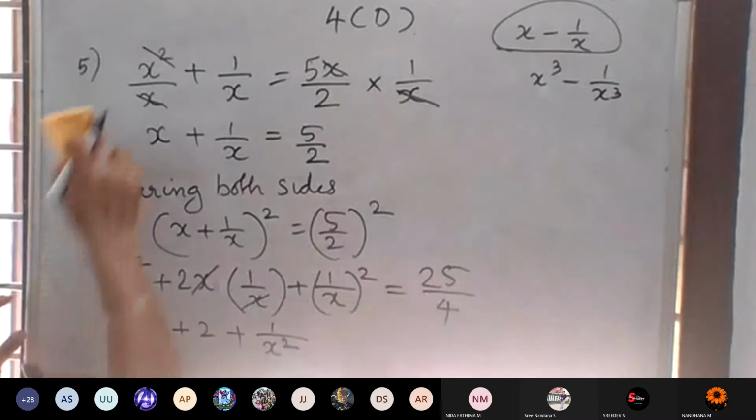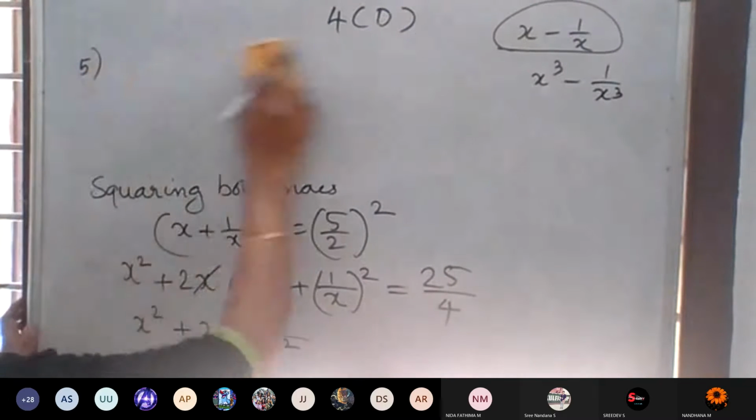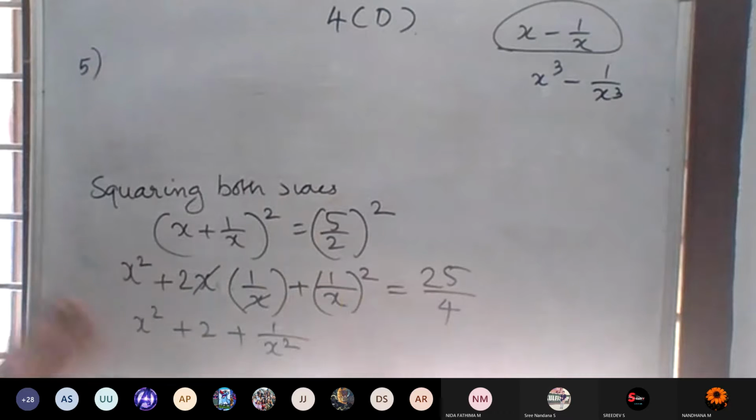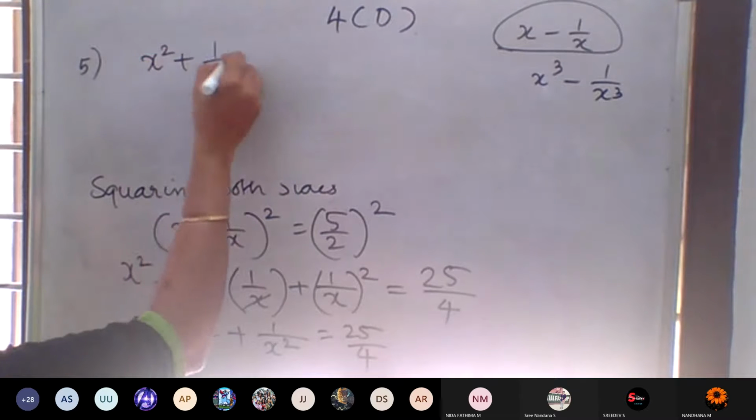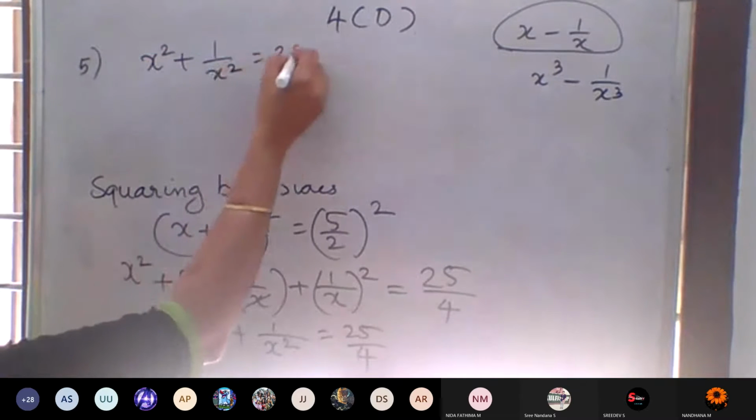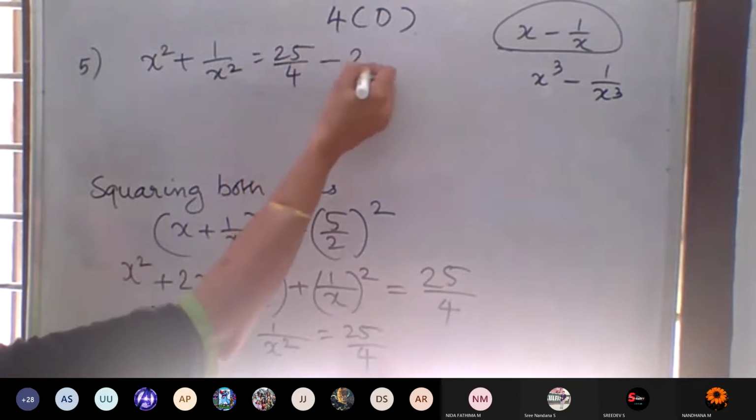That square is common for both x and 1. So 1 square means 1 itself. So we will write 1 by x square is equal to 25 by 4. Then x square plus 1 by x square, take that 2 to the right side. So x square plus 1 by x square is equal to 25 by 4 minus 2.